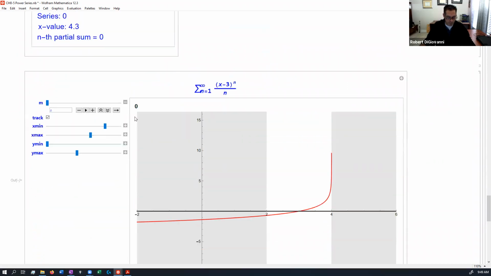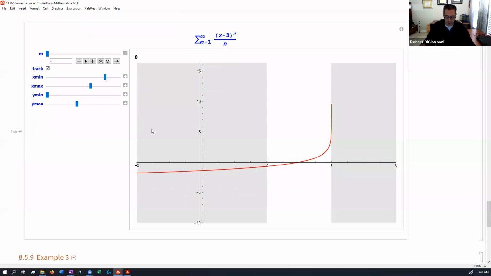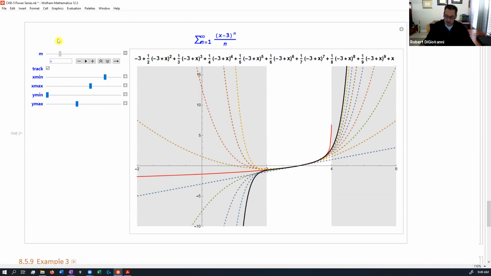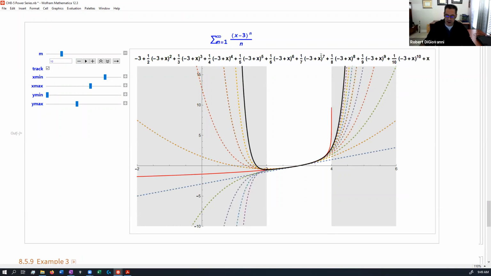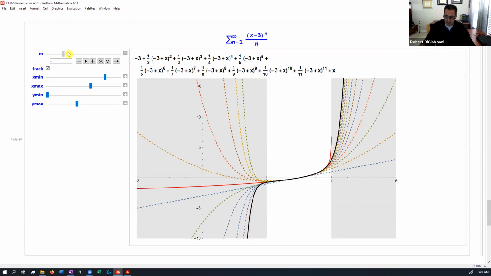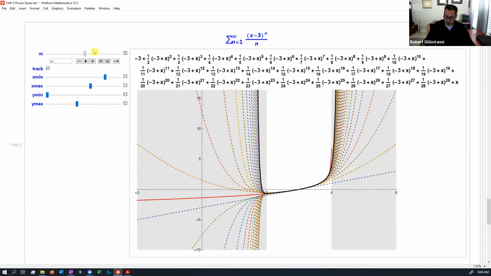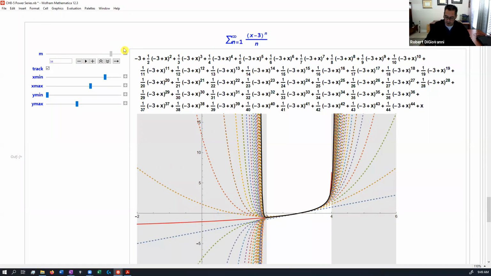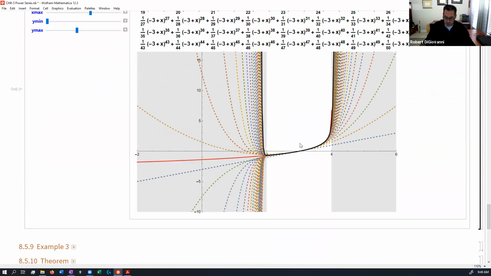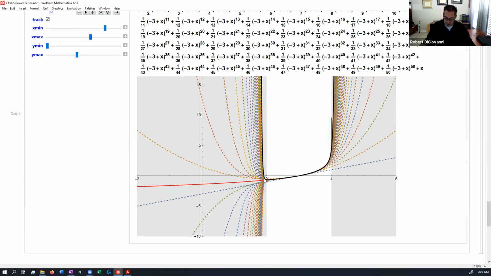So here's a picture of it visually. If I start drawing all the graphs, so I'm putting all these pieces of the series together, notice that the black curve is headed to something within this little window. And that window is between 2 and 4. If you go outside that window, it starts going crazy.